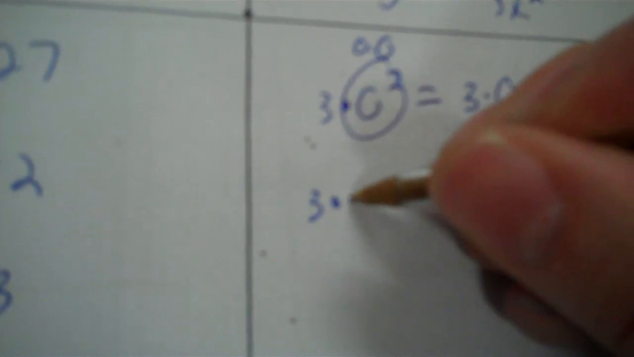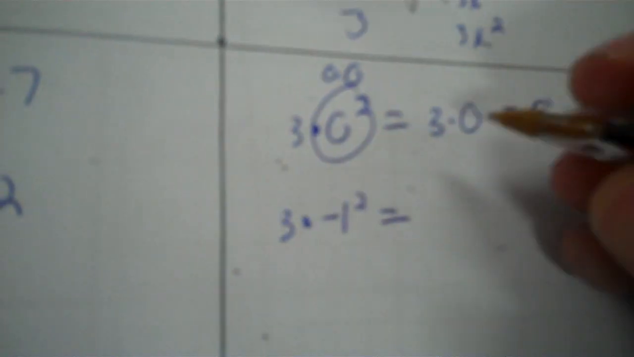Now, put in negative 1. So 3 times negative 1 to the second power. So this is negative 1 times negative 1. What's a negative times a negative? It's a positive, so it's 3 times 1, which is 3. So you notice how this input, this output, and this output match? That's going to be a common thing here.